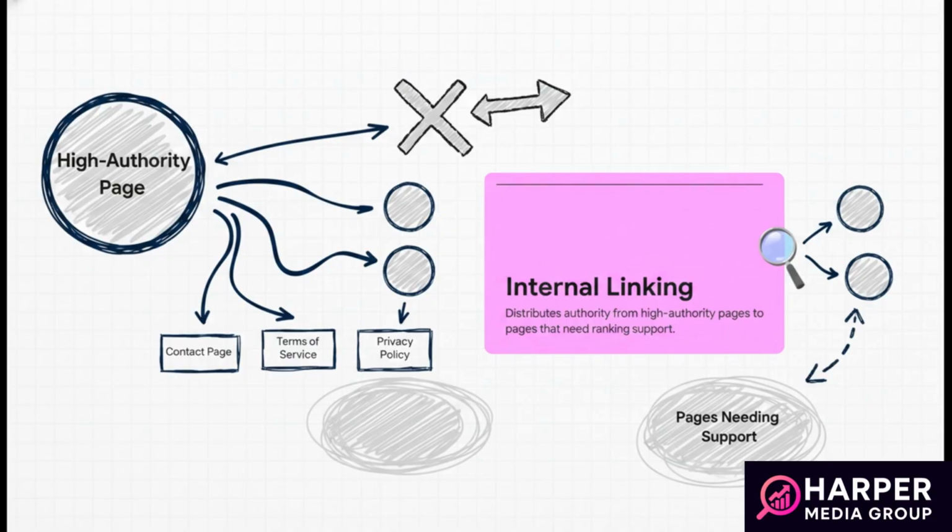Think of every single internal link on your website as a literal transfer of authority. It distributes power from your high authority pages straight to the pages that desperately need ranking support. But when this is done poorly or just without a real strategy, that equity just pools on low priority pages. Right now, I'd bet your contact page, your terms of service, and your privacy policy are hoarding a massive chunk of your site's authority, simply because they're linked in your main navigation or your footer.